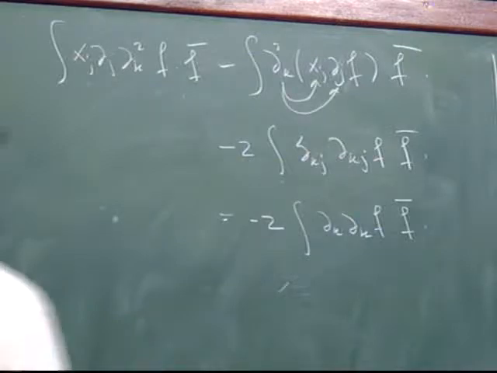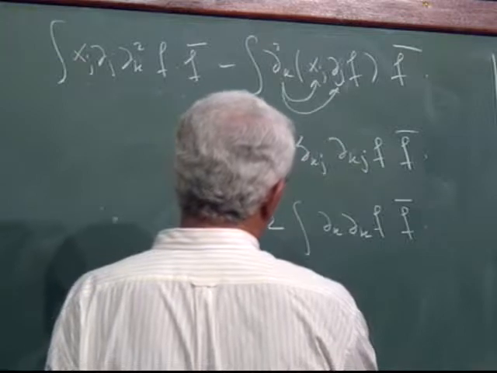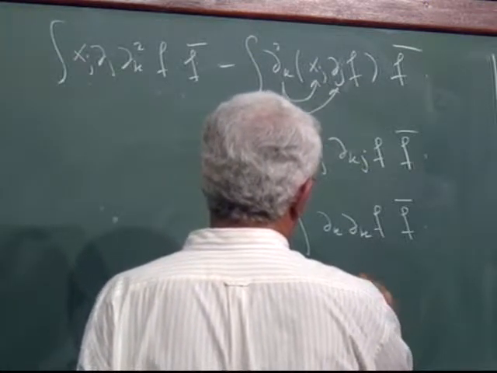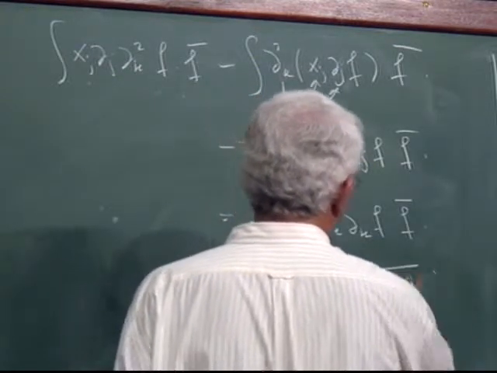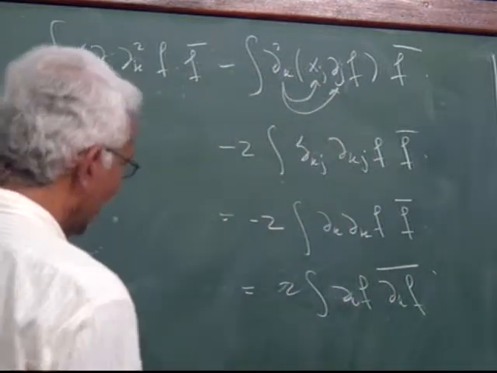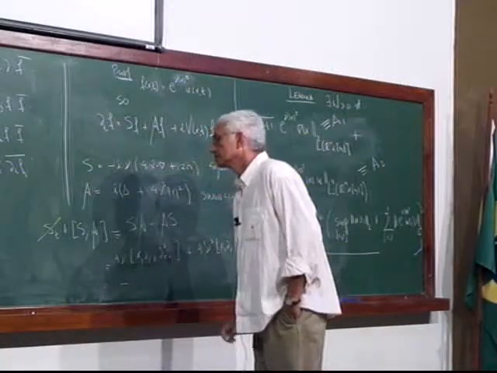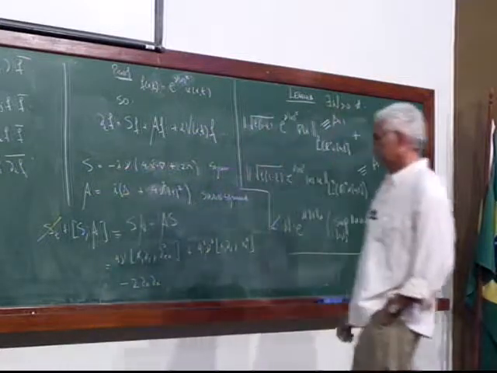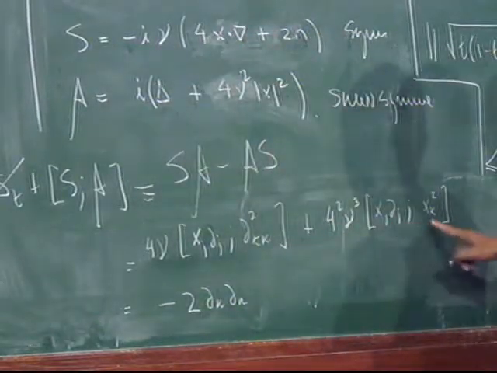Okay, and you have summation. Then this is twice the gradient of d_j of f, d_k of f conjugate. Okay. This part here is equal to, if you want to write it, minus twice d_x d_x. Okay, and you know what you mean for that. Okay, let's do this part.